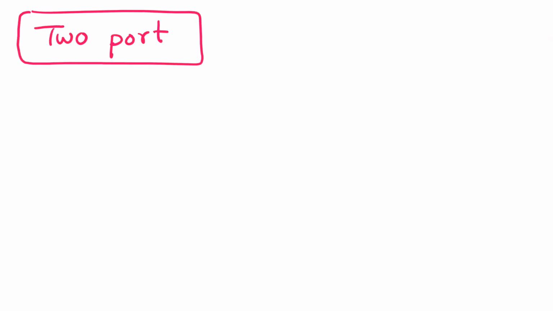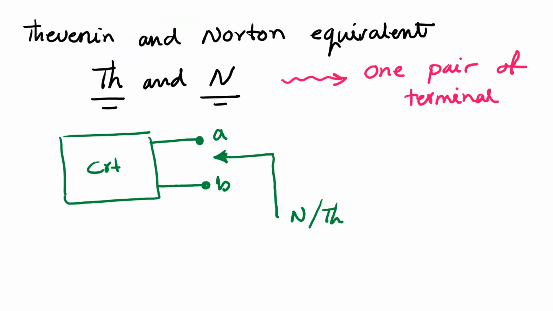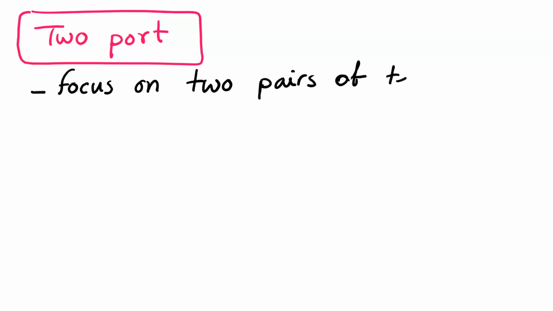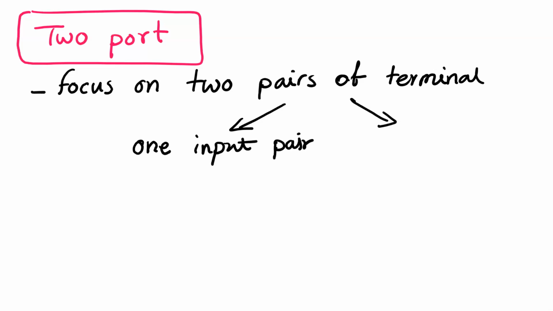Now, today in this lecture, I want to talk about two-port circuits. The Thevenin and Norton equivalents that we discussed in previous chapters are basically a one-port terminal because our focus is only on one pair of terminals. In a two-port circuit, we are focusing on two pairs of terminals. So the first feature of a two-port circuit is that it focuses on two pairs of terminals. One pair is going to be the input pair, and the second pair is going to be your output. So we have one input pair and one output pair.